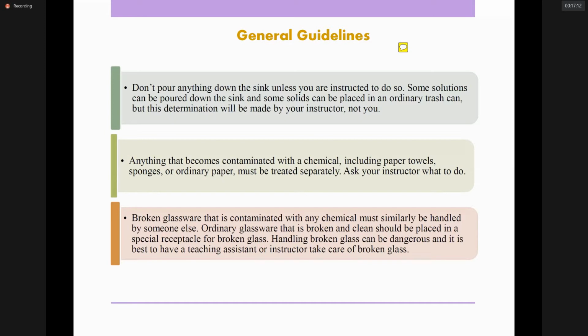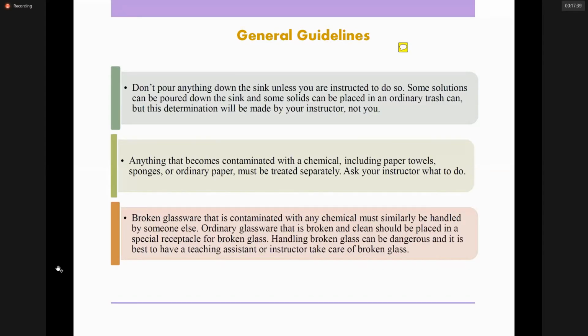Things that become contaminated with the chemical, including paper towels, spills, or entire papers, must be treated. Politely ask your instructor what to do. Broken glassware that is contaminated with any chemical must be handled by someone else.